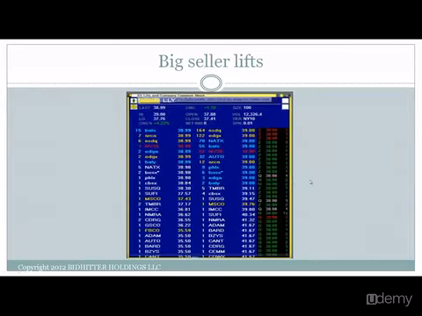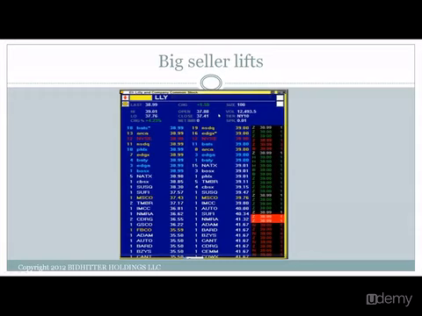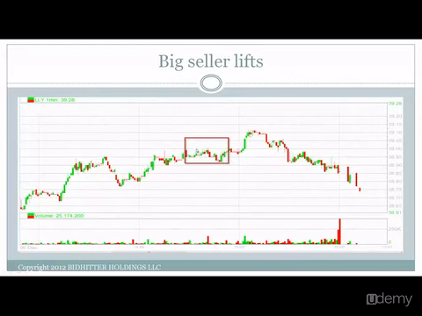Big seller lifts. This is Eli Lilly. You see all these big offers here at 39, the whole number, up about 4% on the day. And what you're going to see, on the next slide, is that it starts to decrement. You see a bunch of prints at 39. Then you see more bids start stacking up here, and this starts lowering. And you see 39 here, it lifted, and it traded higher, eventually back down.